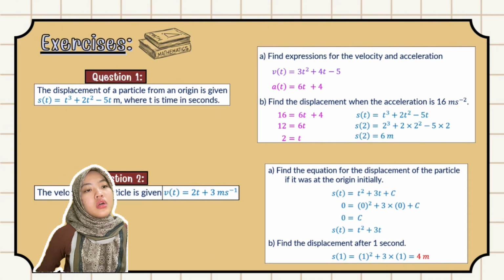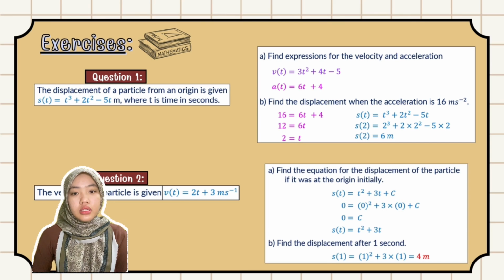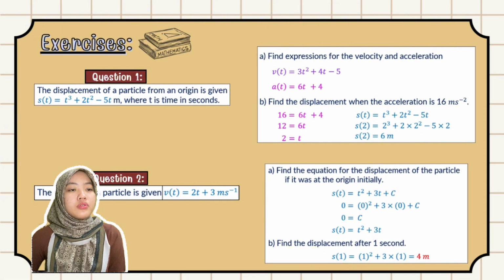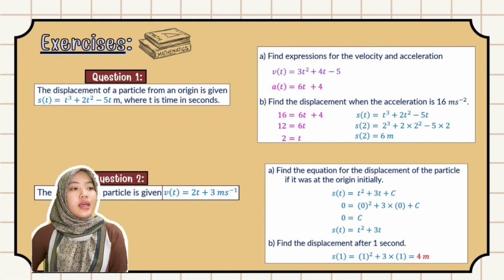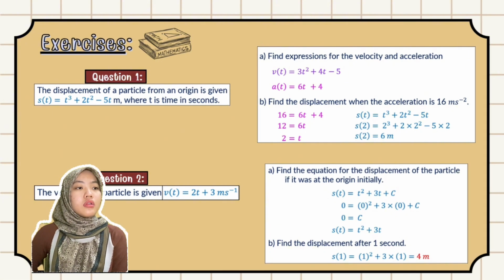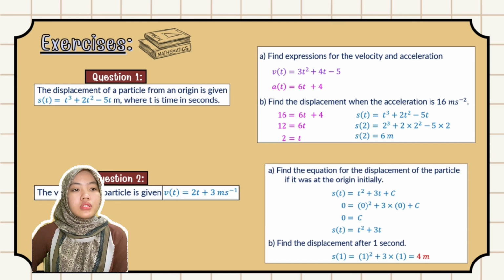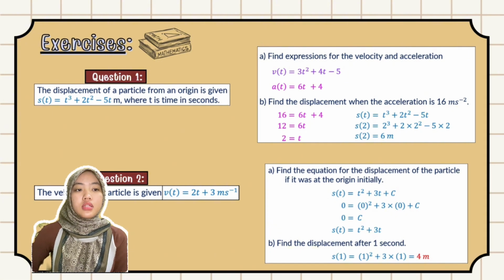The next question is to find the displacement when the acceleration is 16 m/s to the power of negative 2. We already got the equation of the acceleration from the first question earlier, so a is equal to 6t plus 4. Then just substitute the value of 16 into a. So 16 is equal to 6t plus 4. 16 minus 4 is equal to 6t, and then we will get t is equal to 2.